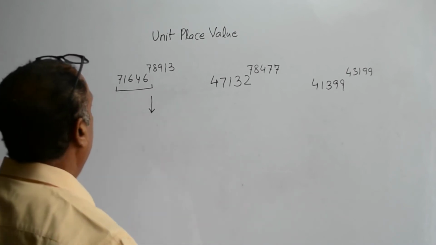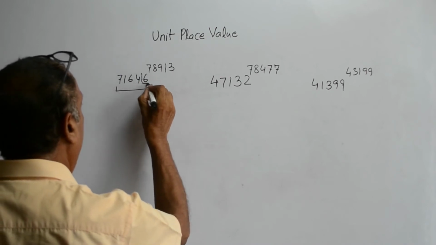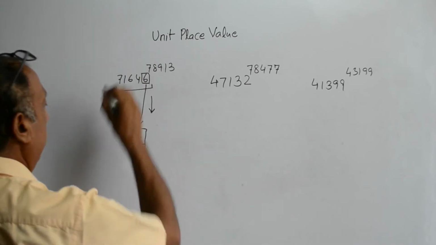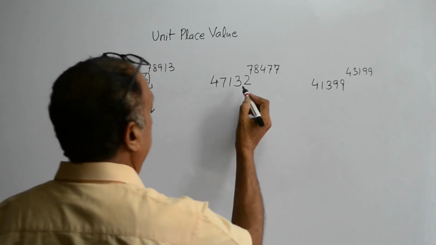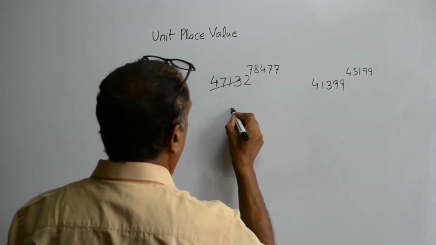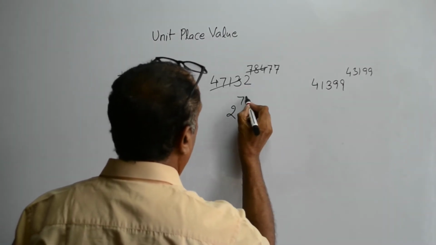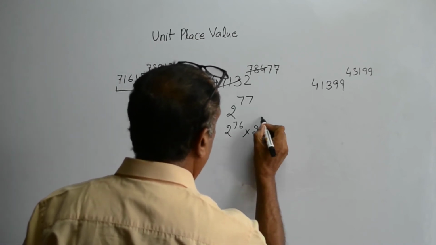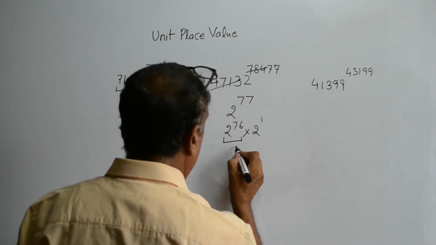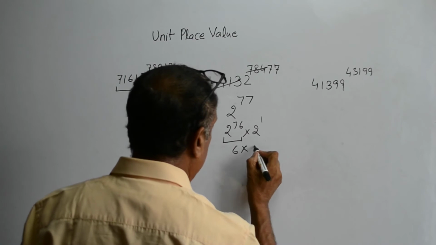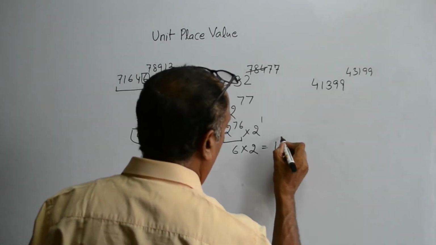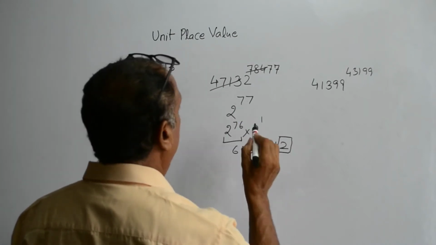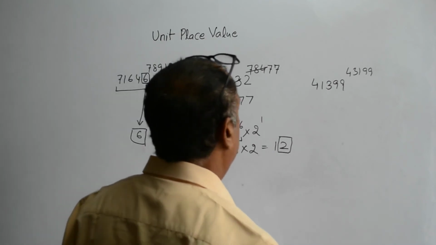The value of the digit at the unit place will be the last digit of this number. Means here 6 will be the last digit of this expression. When we want to solve this, we only need to find out the value of 2 raised to power 77. 2 raised to power 76 multiplied by 2 raised to power 1. This portion is going to give us 6 as the last digit. When it is multiplied by 2, we get 12. So 2 will be the digit at the unit place when we solve this expression.